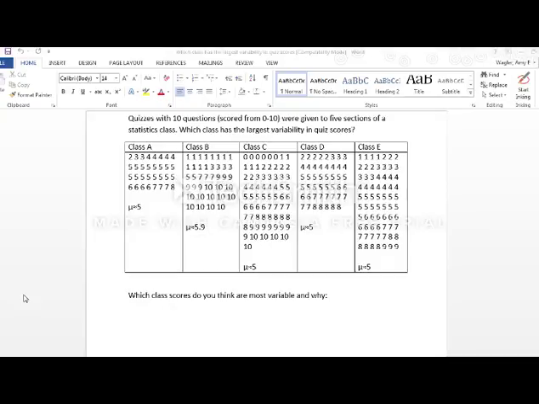So here I have 5 sections of a class, and each of those classes took a quiz, and the quiz could be scored anywhere from a 0 up to 10. There were 10 questions, and you got credit for each question you got right. So 0 to 10 for the range of scores.